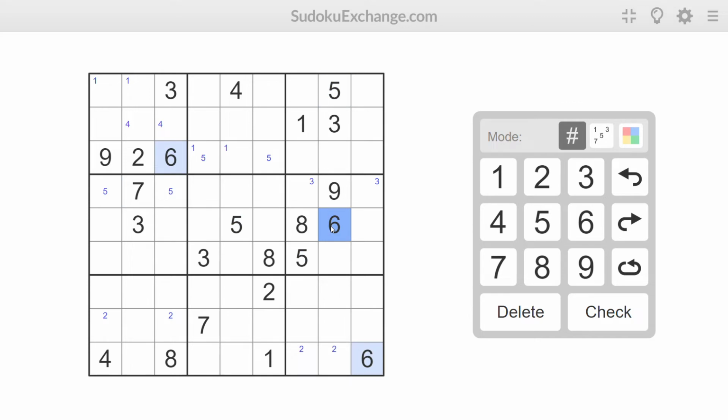Okay, 6. This is good. A 6 in this column. 6 for this column. Sorry, this one. And so all these cells are taken with the 6. This 6 sees this one. So we're left with only this spot to put in a definite 6.